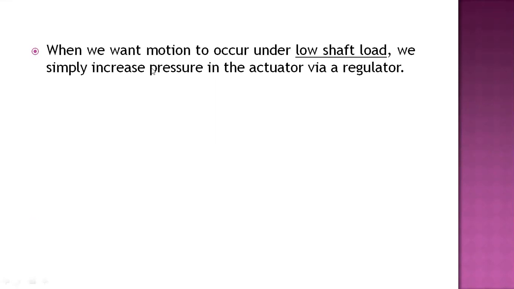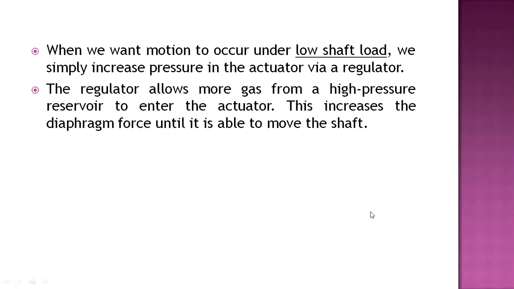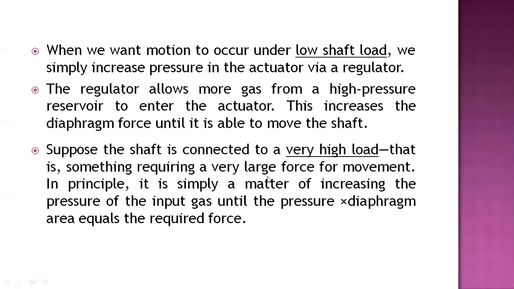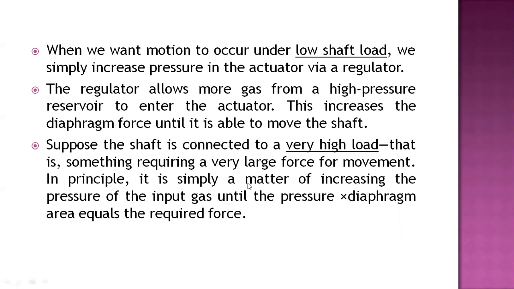When we want motion to occur under low shaft load, we simply increase the pressure in the actuator via a regulator in this case, and the regulator allows more gas from a high pressure reservoir to enter the actuator. So this increases the diaphragm force until it is able to move the shaft. Suppose the shaft is connected to a very high load, something requiring a very large force for movement. In principle, it is simply a matter of increasing the pressure of the input gas until the pressure times diaphragm area equals the required force.